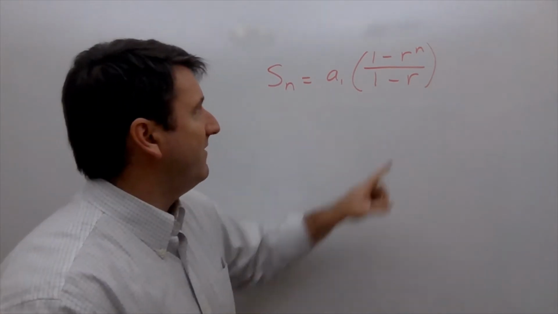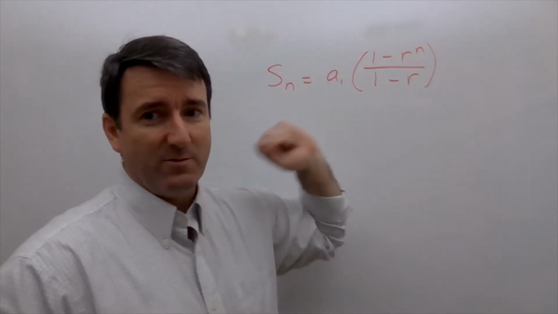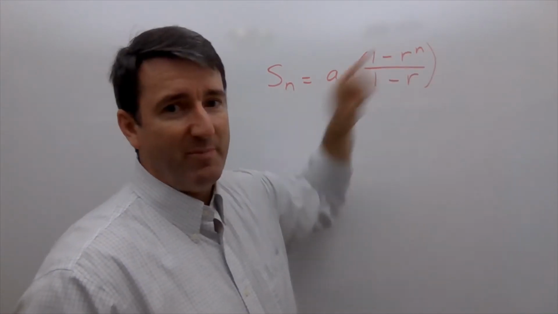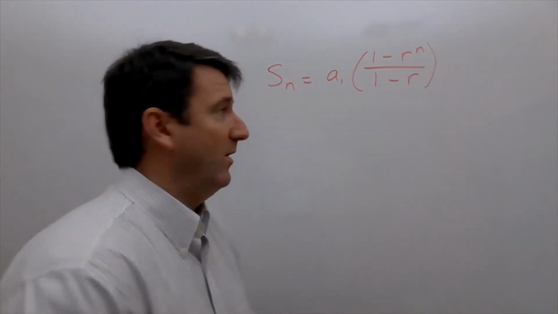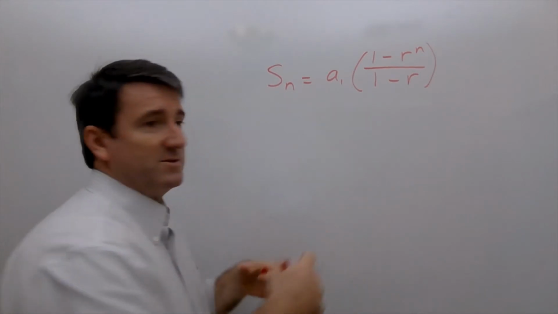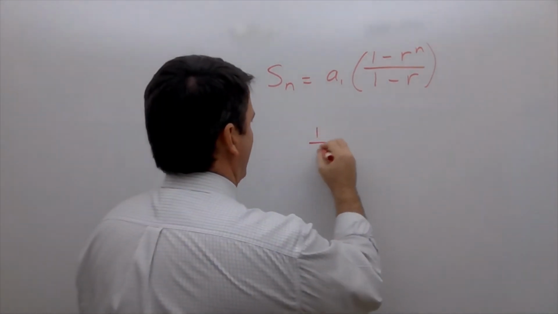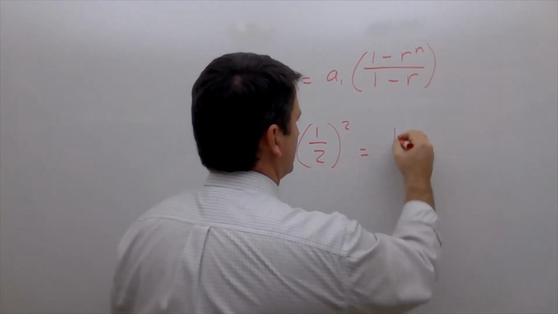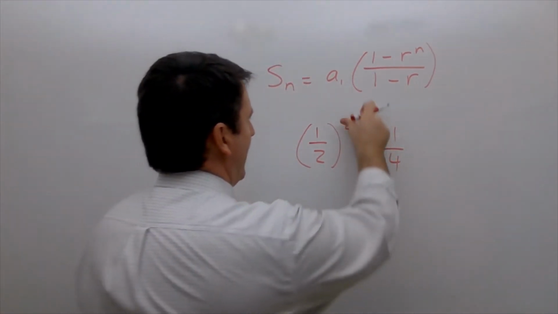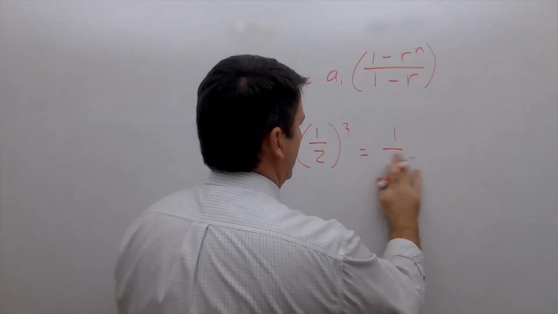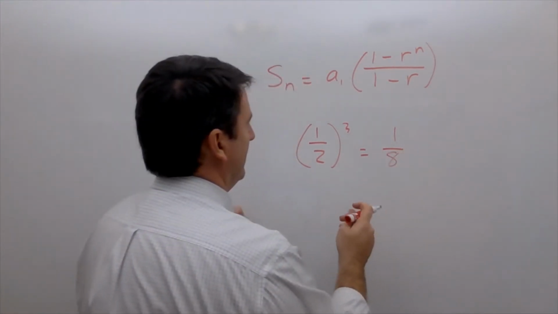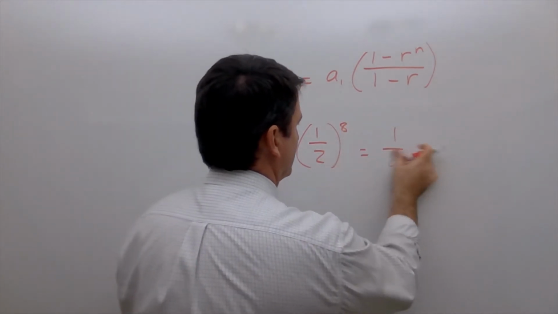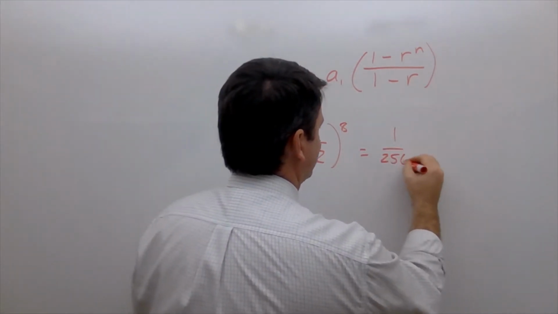However, if r is less than 1, let's think about what happens to this r to the nth power if r is less than 1. Let's say r is 1/2. So 1/2 to the second power is 1/4. 1/2 to the third power is 1/8. If our numbers get bigger, 1/2 to the 8th power is 1/256.